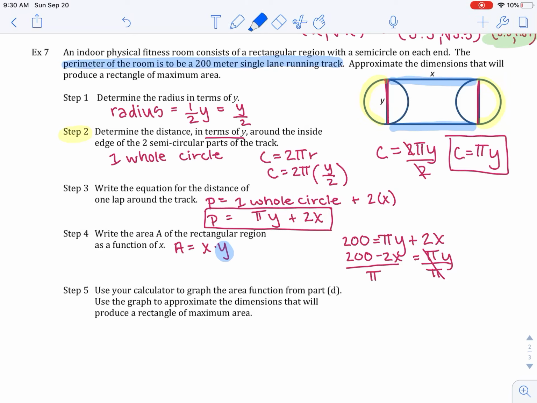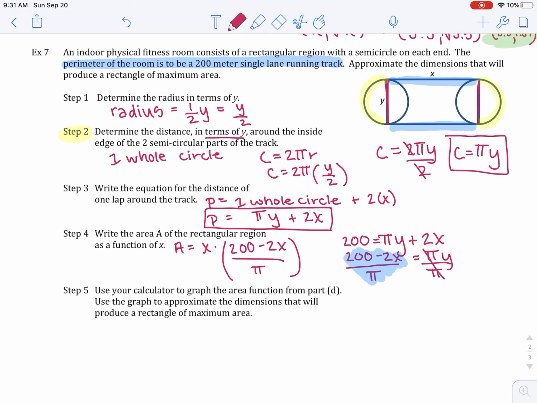So I'm going to take this new y value, which only has x inside of it, and I'm going to plug it in to the area. So technically, that guy goes away, and I'm plugging in the new y in its place. So this is a function in terms of x. So that is exactly what we wanted.